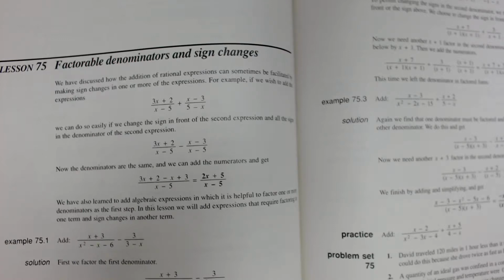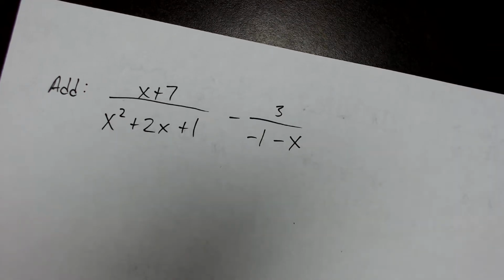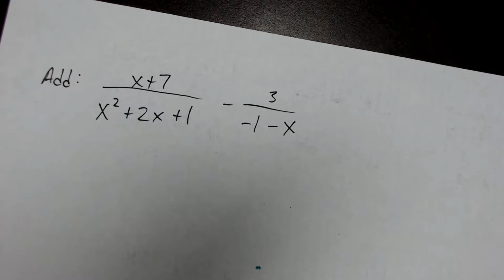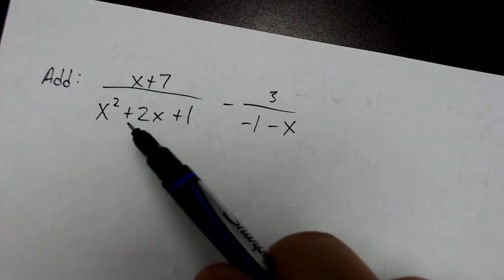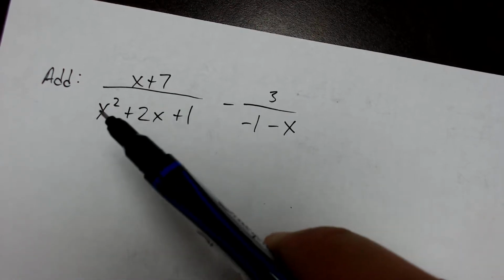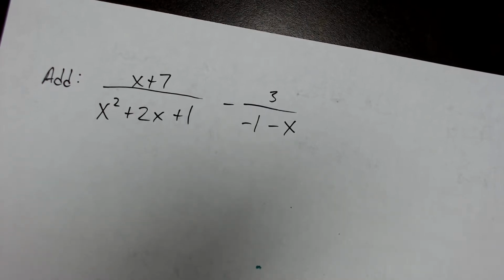Algebra 2, Lesson 75, Factorable Denominators and Sign Changes. This isn't a totally brand new concept, we're just using it in a different way. Before we've seen these problems with multiplication and division, and now we're being given the operation to add. What they mean by factorable denominators is we're going to have denominators that are either trinomials or factorable binomials that have a greatest common factor, and we're going to rewrite them in order to make our addition and subtraction easier.